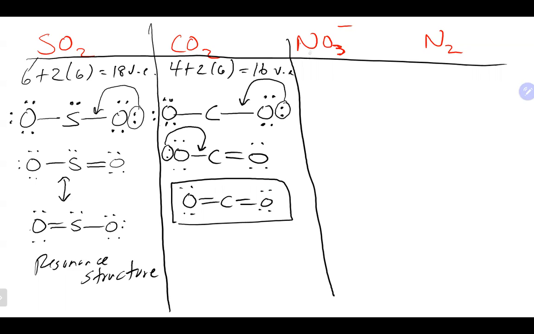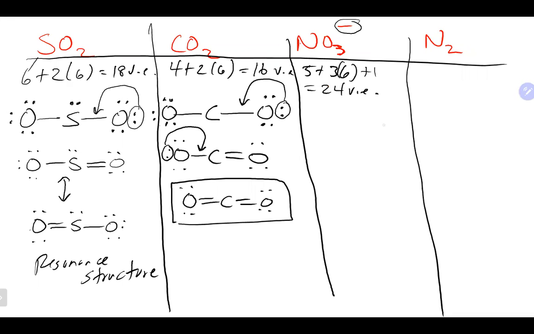Coming here to nitrogen, which is 5 plus 3 times 6. I'll put parentheses there maybe. We also have a negative, which means we do need to add 1 to it. And that means 18, 19, 24 valence electrons. In this case, nitrogen will go in the center as it is the least electronegative. Oxygens around. We'll do 1, 2, and 3 bonds.